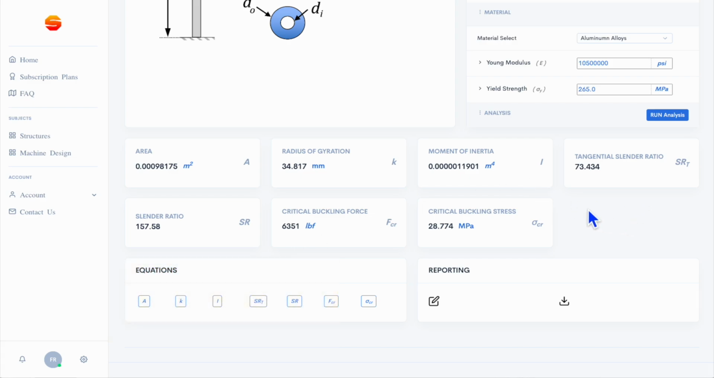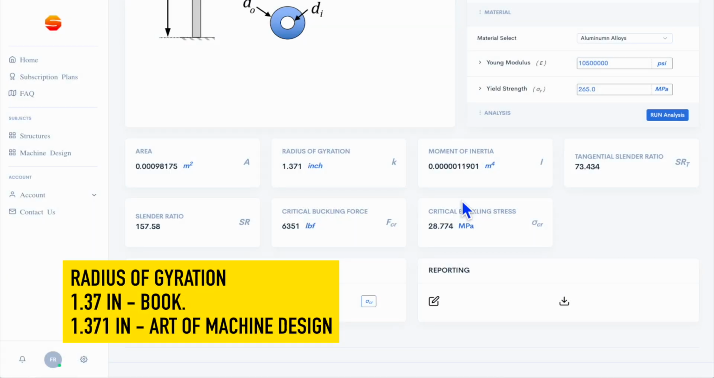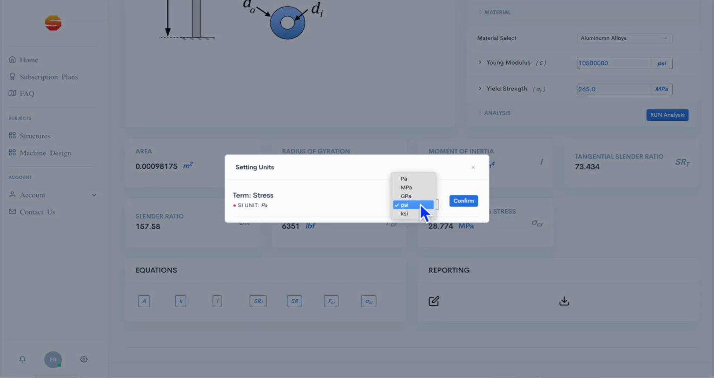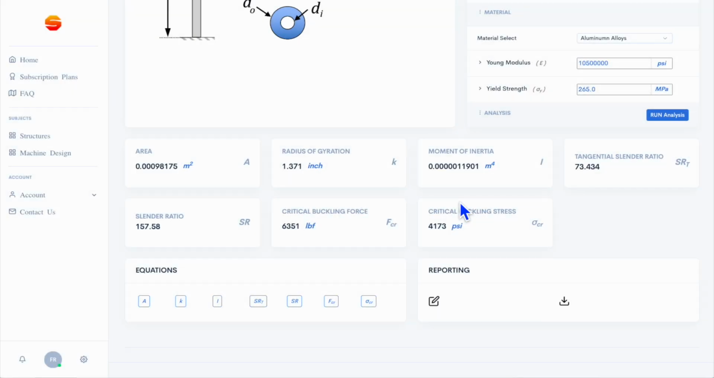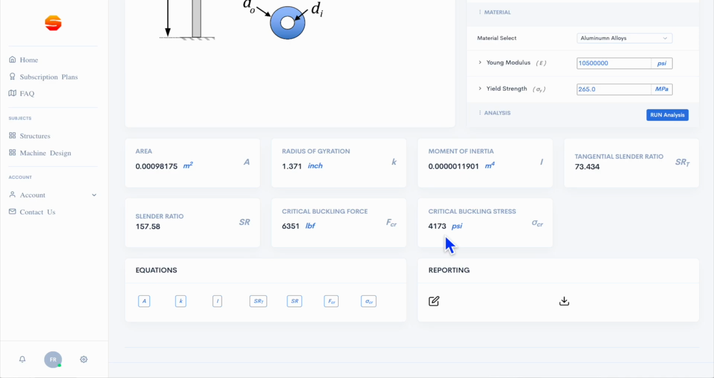The next one is going to be the radius of gyration. I get 34.817 millimeters, but the answer in the book is given in inches. So let's convert that to inches. It's 1.37 in the book. We're calculating 1.371 inches. So that's correct. And now critical buckling stress. This is given now. Let's change it to PSI. And the book calls for this example problem 4170, and we are measuring here 4173.